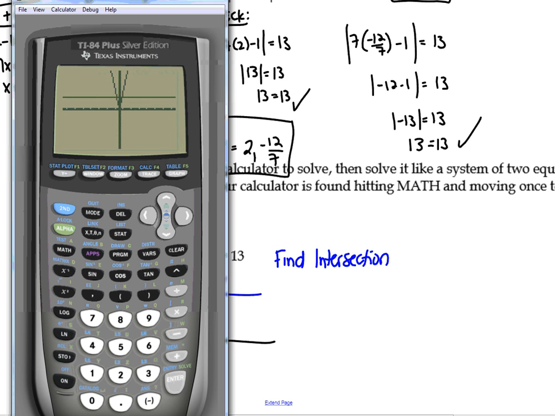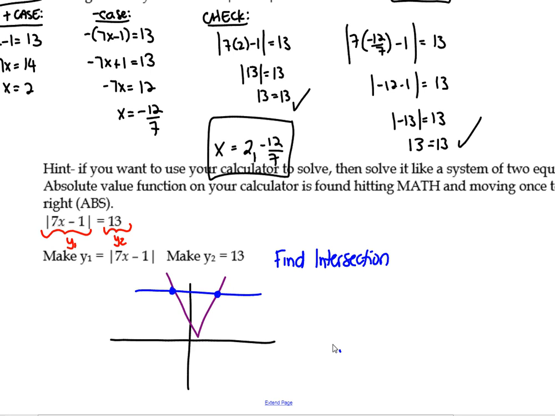Okay, and then graph, we need the other one, second trace 5. Scroll over to the other intersection point, enter, enter, enter, and there it is, x equals 2. Notice we just want the x value. That's what we're solving for. Okay, pretty cool? Maybe, maybe not.